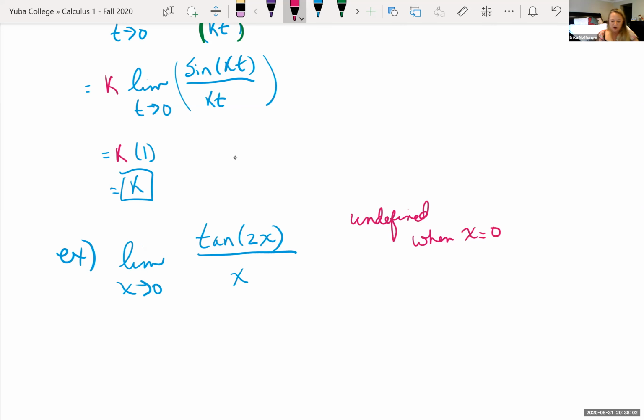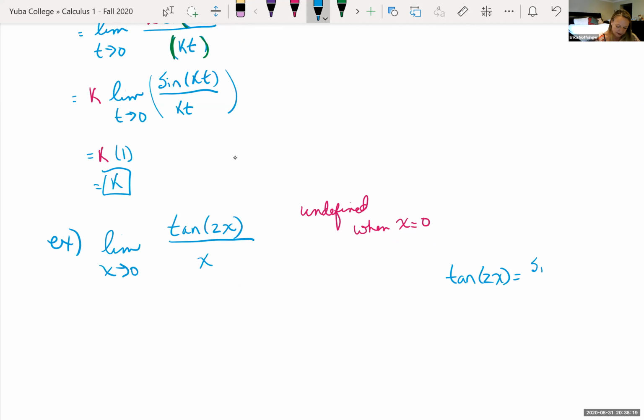But we can go in and see what happens. Let me just rewrite this. Sorry, it's been a couple months since I've taught trig. Tangent of 2x is the same thing, right, as sine over cosine. So sine of 2x all over cosine of 2x.